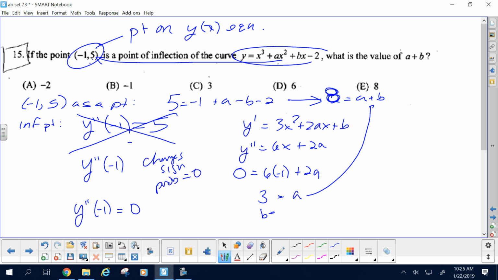If I put that point in, I get 5 equals negative 1 plus a plus b minus 2, yeah? And that tells me that 8 equals a plus b. Now you're locked into thinking, I need to find a and I need to find b. But do I? No. You want to find a plus b. And what's a plus b? Done. Yes? It's a minus b, and the answer is negative 2, wasn't it?